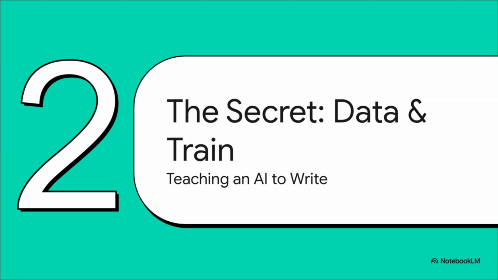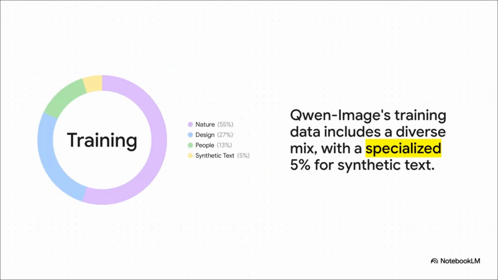Well, as it so often is with AI, the secret is all in the data and how they train. If you want to understand this model, you've got to look at its diet. The training data is incredibly diverse. You see a huge chunk for nature images, which gives it that realistic foundation. Then you have design images, things like posters, to help it understand layout. And of course, people. But look closer. See that little 5% sliver? That right there is the secret sauce.